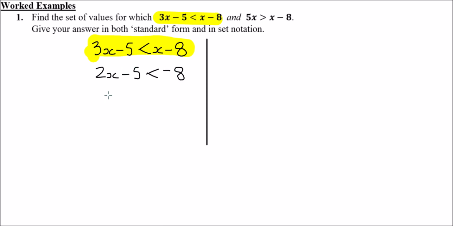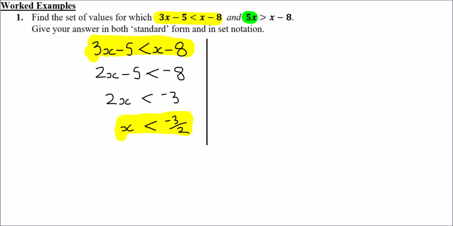We can then add 5 to both sides. So minus 8 plus 5 gives us minus 3. Finally, when we divide through by 2, we see that x must be less than minus 3 over 2. So from this inequality, sorry, not equation, bad of me to say that, we have this solution.